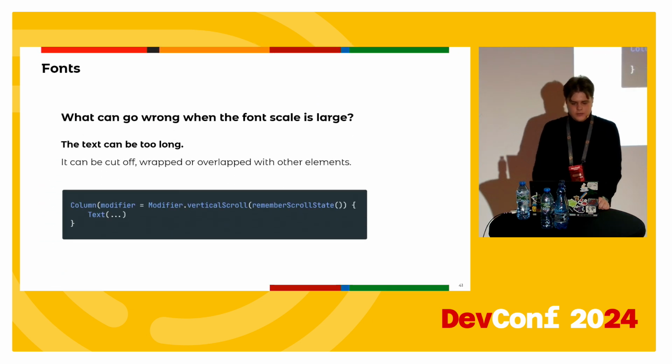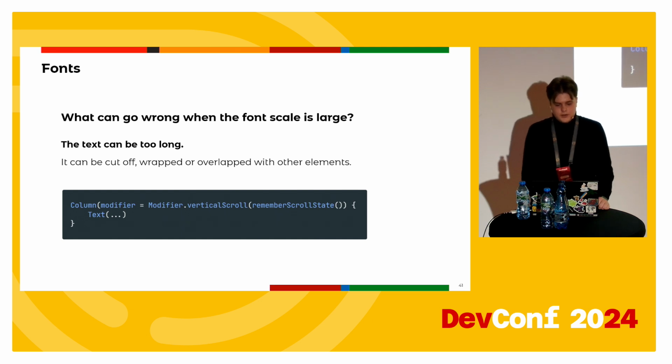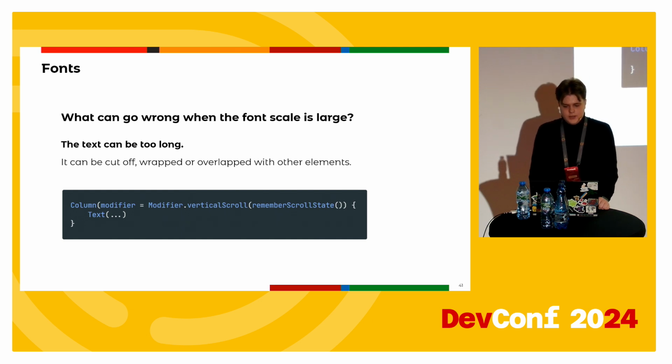What can go wrong when font scale is large? The text simply can be too long. It can be cut off, wrapped, or overlapped with other elements. There is no universal solution for all cases. The most accessible option is to always show the entire text, even if it's occupying the largest screen space.